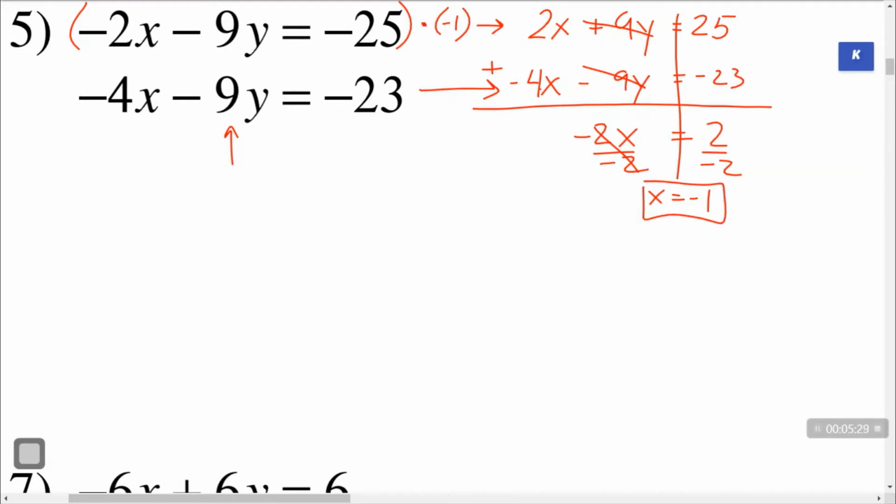Once I got that, I want to go back to either of the original equations to find my other variable. Again, it doesn't matter, but go back to the original. I'm going to take the first equation. I typically use the first equation just so I'm consistent. And you're going to solve for y.